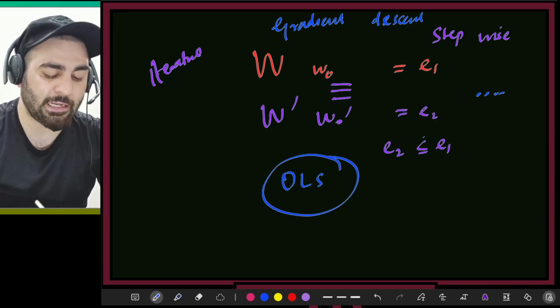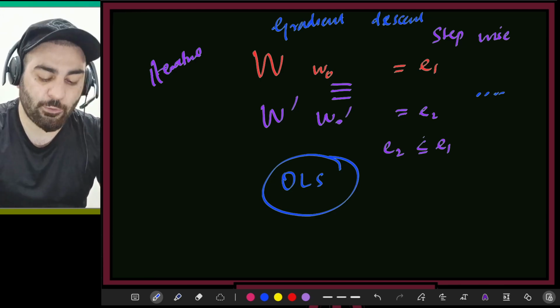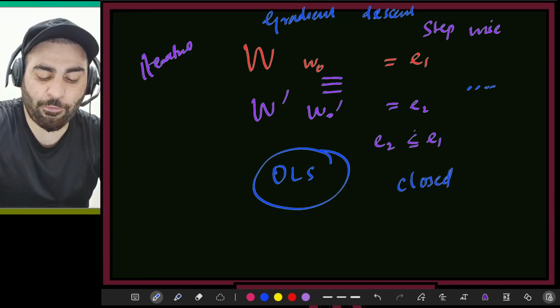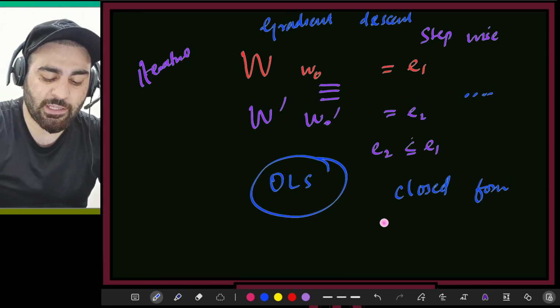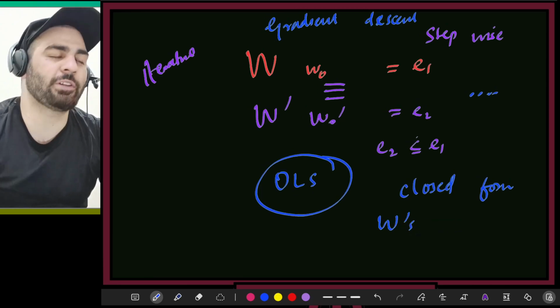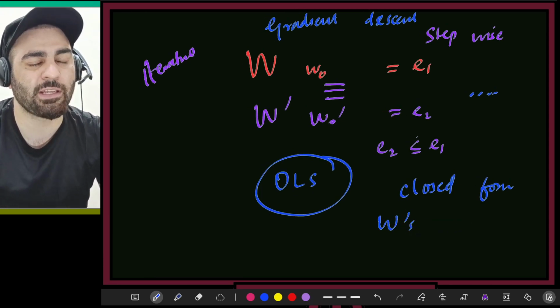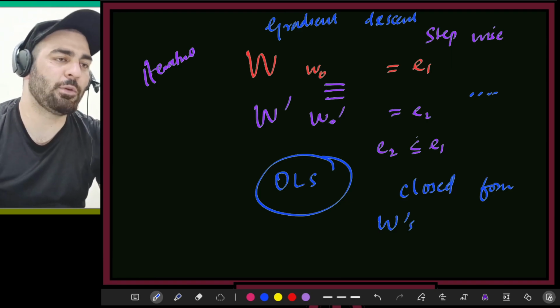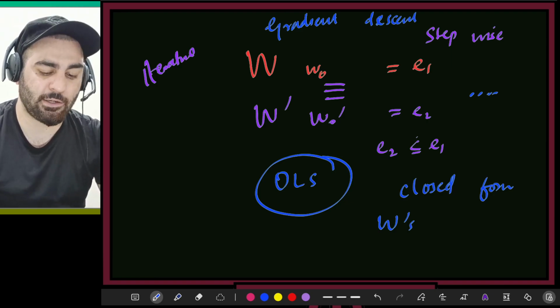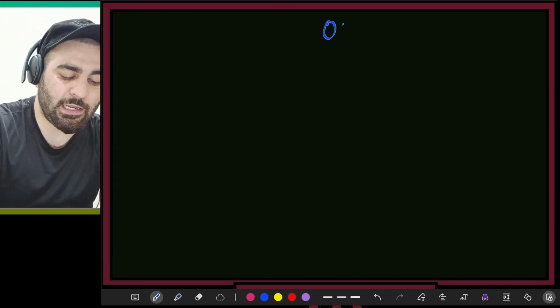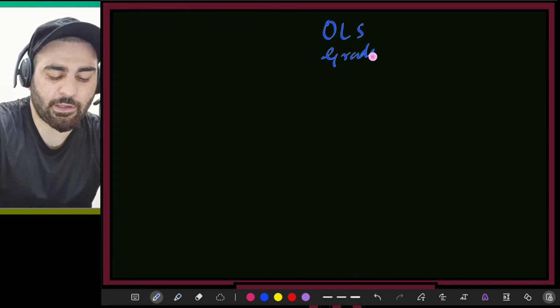But the OLS algorithm for linear regression gives you a closed form solution. For each of these w's, it will give an equation, and you will have to solve that equation using the data points, and then you will find the values for w naught, w1, w2 till wd, and you will get the answer. We'll take this OLS and the gradient descent algorithm in the next session.